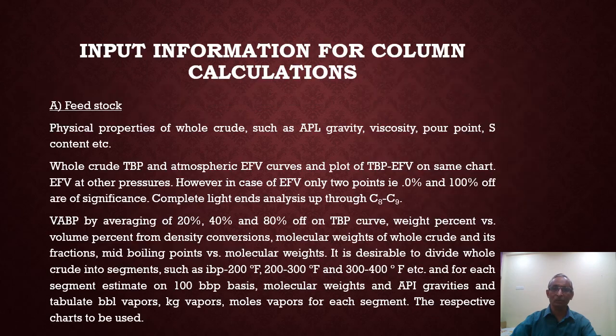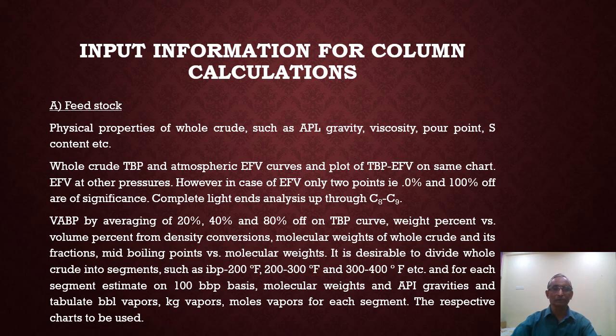So I have mentioned some theory here to understand before solving the problem of how to find the yield percentage. This is related to the feedstock. The second point I have covered is related to the product. Related to the feedstock, what information we are required to note down for the particular fractions or cuts you are going to get from the ADU: physical properties of whole crude, such as API gravity, viscosity, pour point, sulfur content. Whole crude TBP and atmospheric EFP curve, and plot of TBP and EFP on the same chart.